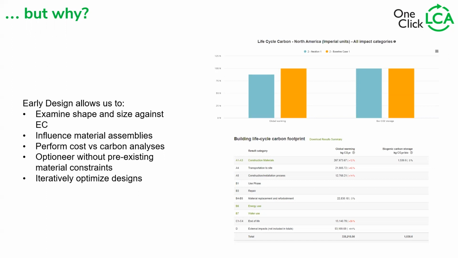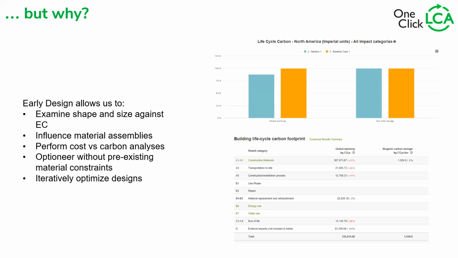At the early stages, we can also influence material assemblies. And usually, when we implement LCAs later on, we're not able to change, let's say, whether we'll be using timber or steel or anything like that. And that's because, as we'll talk later, they are locked. So early on, we can influence those material choices and make the right decisions.